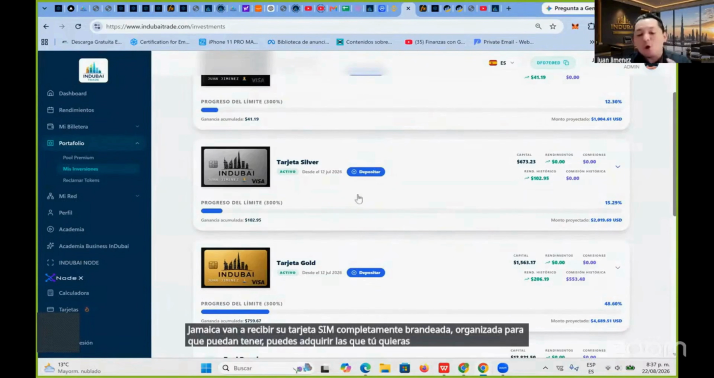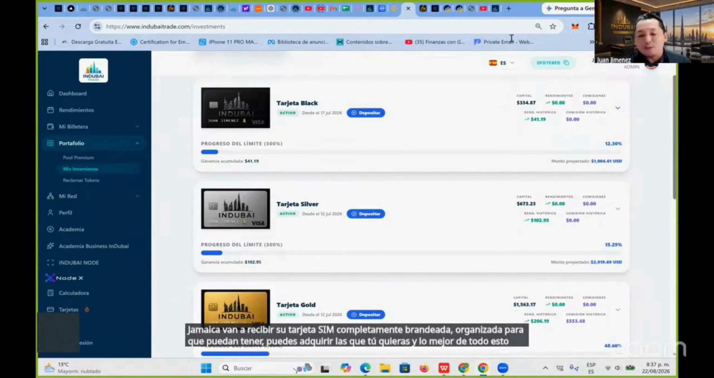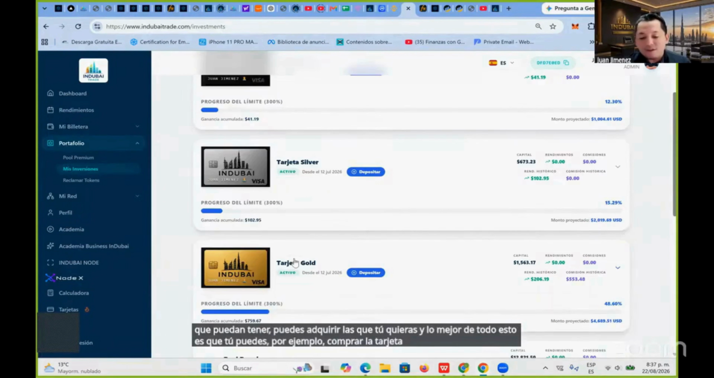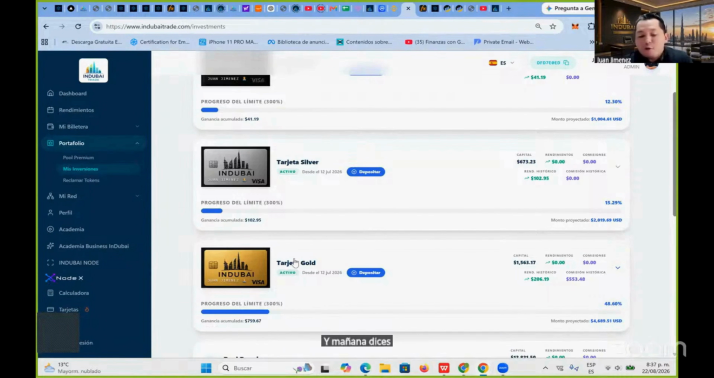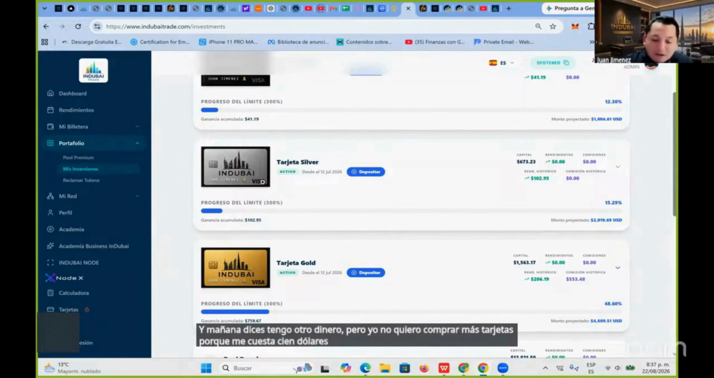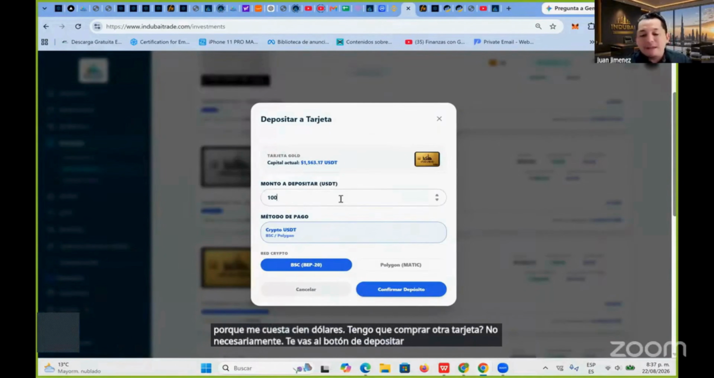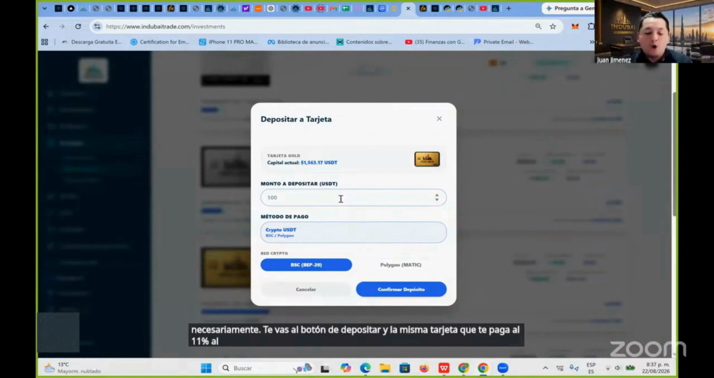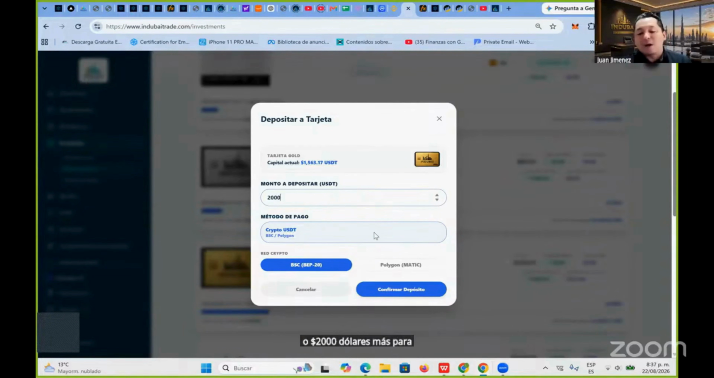And the best part of all this is that you can, for example, buy the gold card, which costs you $1,000. And tomorrow you say, I have more money, but I don't want to buy more cards because it costs me $1,000. Do I have to buy another card? Not necessarily. You go to the deposit button, and for the same card that pays you 11% or 12%, you add another $1,000, so they pay you at 12%, or $2,000 more, so they pay you at that rate, and now you generate based on that projection.